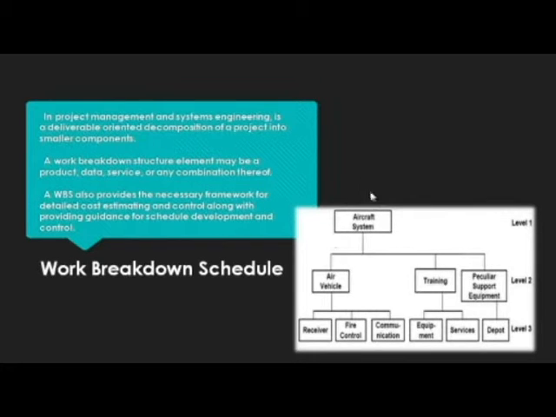So, for example, this aircraft system was divided into 4 parts: air vehicle, training, peculiar support equipment, and so on. Under air vehicle are receiver, fire control, communication, and so on. A work breakdown structure element may be a product, data, service, or any combination thereof.